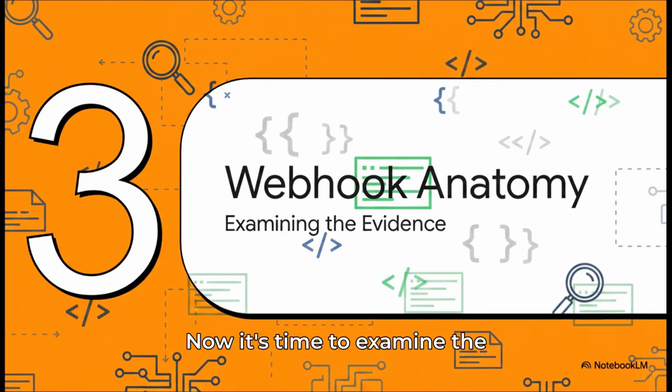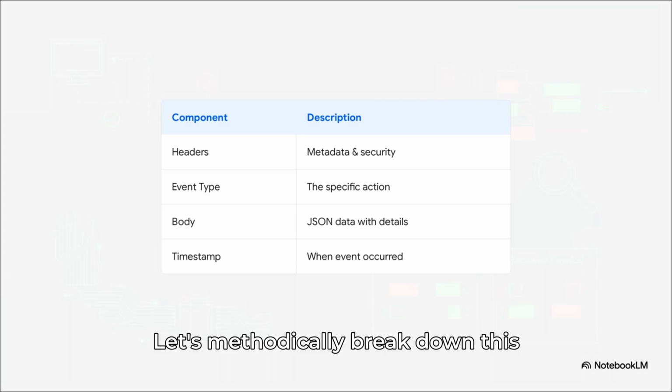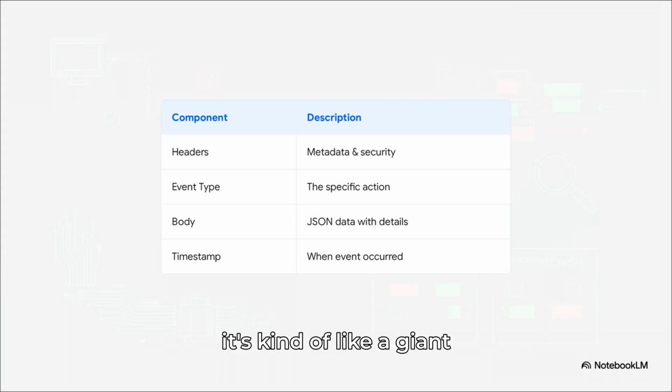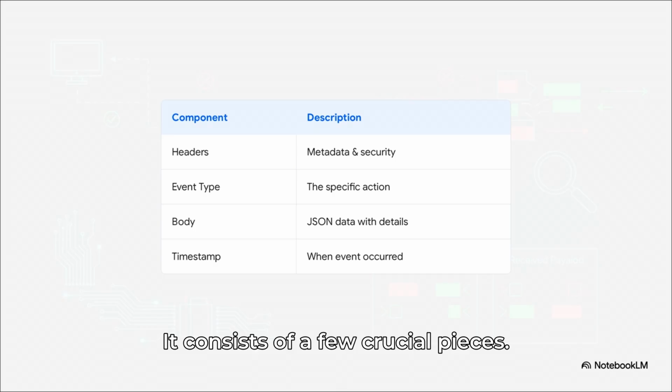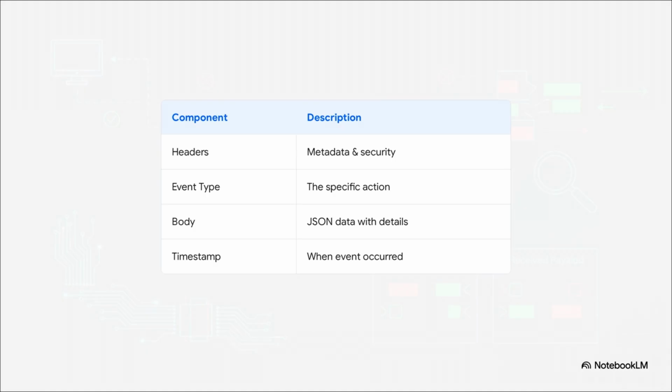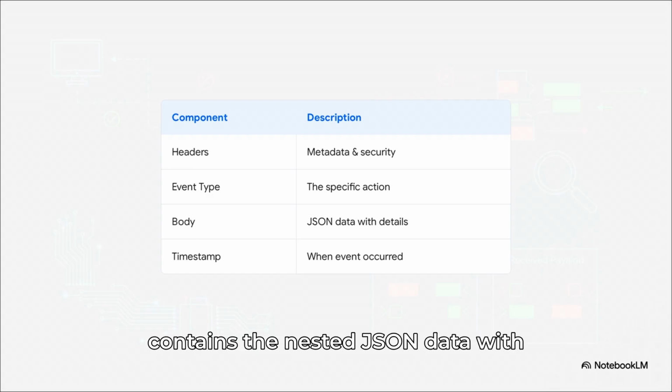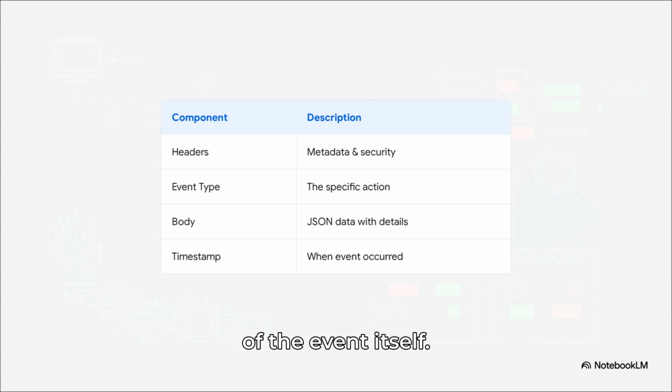Now it's time to examine the evidence, the anatomy of a webhook. Let's methodically break down this payload structure because it's kind of like a giant puzzle. It consists of a few crucial pieces. First, you have the headers, which contain critical metadata and security tokens. Second, the event type. This tells your system exactly what happened, like a payment.succeeded event. Third is the body structure, which contains the nested JSON data with the actual details of the event itself.